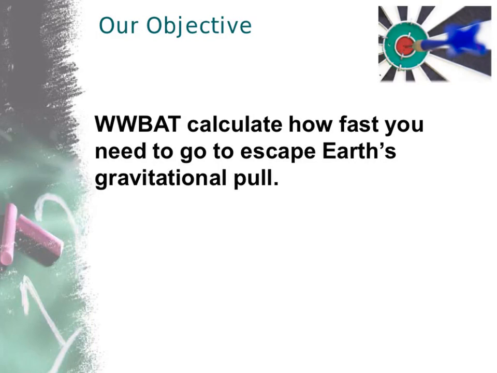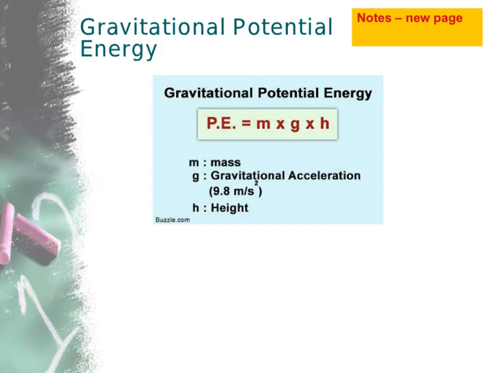Brenzi here, and our objective for this lesson, lesson 6.1.2, is that we're going to be able to calculate how fast you need to go to escape Earth's gravitational pull. If you've ever thought, gee, I want to get off this planet, well, by the end of this class you'll be able to figure out how fast you need to go in order to do that. So let's get started.